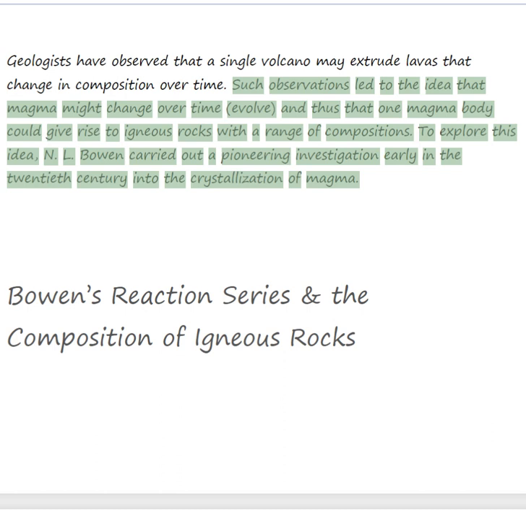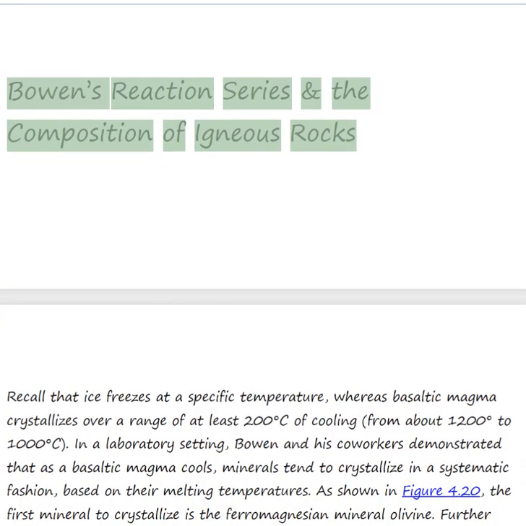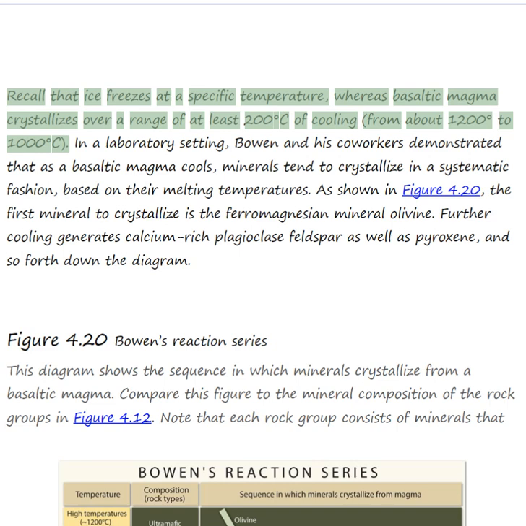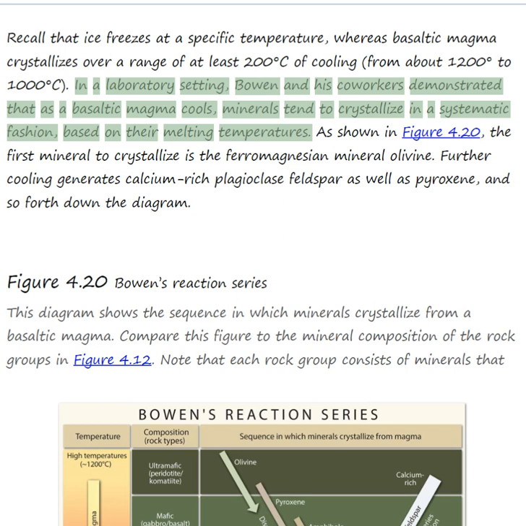To explore this idea, N.L. Bowen carried out a pioneering investigation early in the 20th century into the crystallization of magma. Bowen's reaction series and the composition of igneous rocks. Recall that ice freezes at a specific temperature, whereas basaltic magma crystallizes over a range of at least 200 degrees Celsius of cooling. In a laboratory setting, Bowen and his co-workers demonstrated that as a basaltic magma cools, minerals tend to crystallize in a systematic fashion based on their melting temperatures.